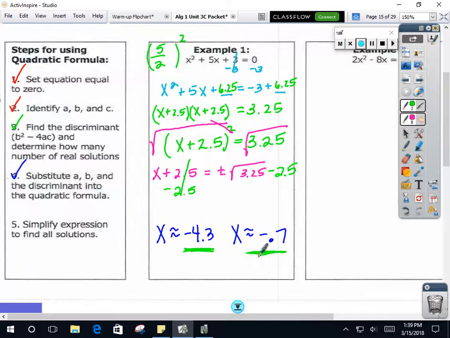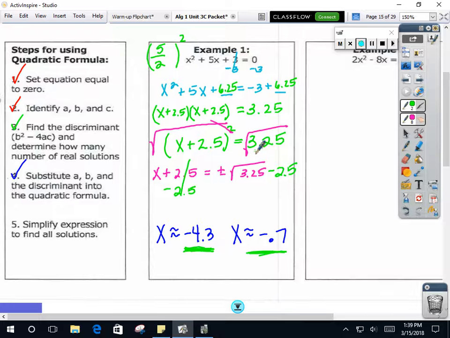Negative 0.7, which is what we got with the quadratic formula. You put it outside. Which is right. You should get negative 4.3. You just typed something wrong then. It always goes outside.